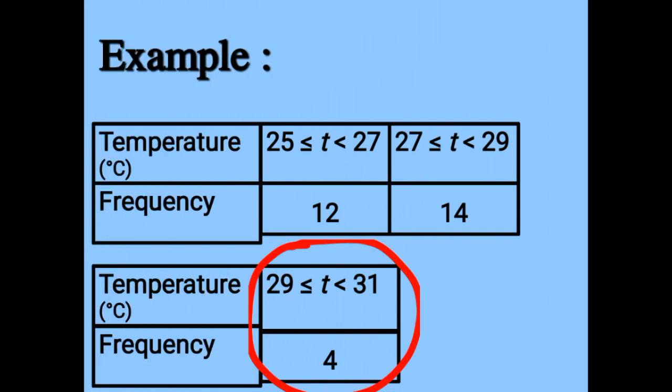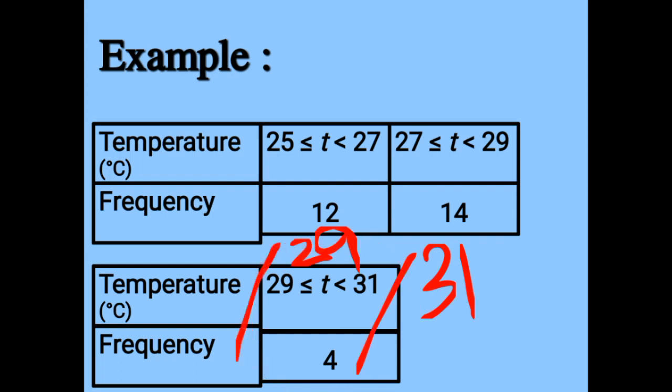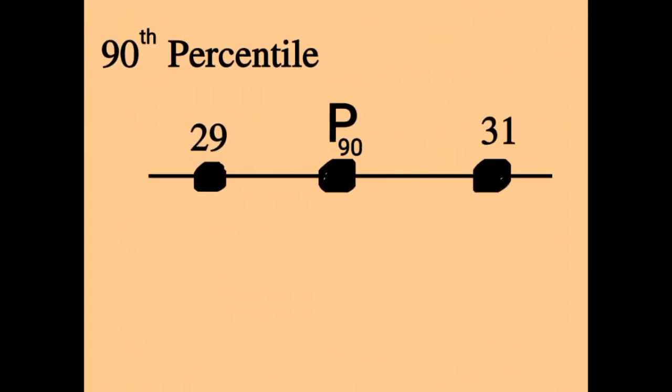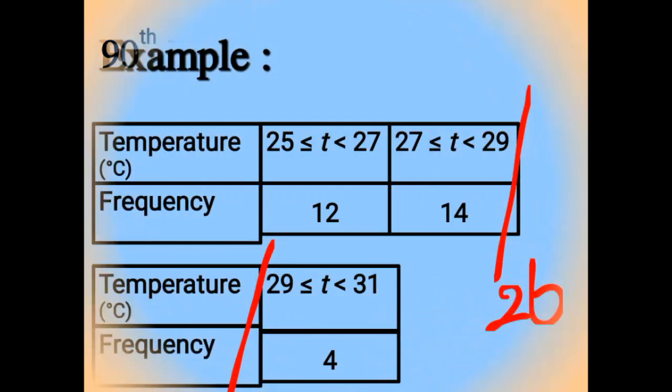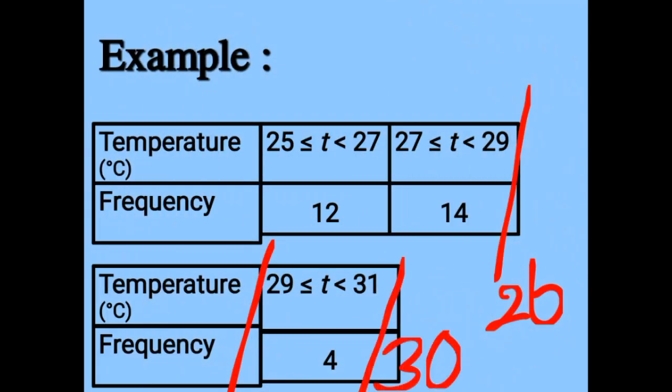Now, let's find the class boundaries of this class interval. As you can see here, the data has no gaps and hence the class boundaries are 29 and 31. Now, let's use interpolation to find the 90th percentile. Here the class boundaries are 29 and 31 and the cumulative frequencies of the previous classes and this class add up to 26 and 30, as 12 plus 14 equals 26 and 26 plus 4 equals 30.